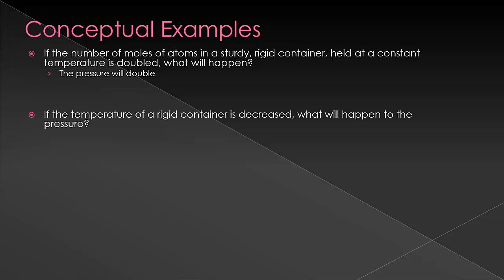Now, keep in mind, you can always pause this video, and I would highly suggest that you do so and think about the answers before I give them to you. So here, if the temperature of a rigid container is decreased, so again, we have a set volume, but now we're changing the temperature. What's going to happen to the pressure? Since we have this sturdy container that isn't going to change volume, and we are lowering the temperature, our pressure must decrease.